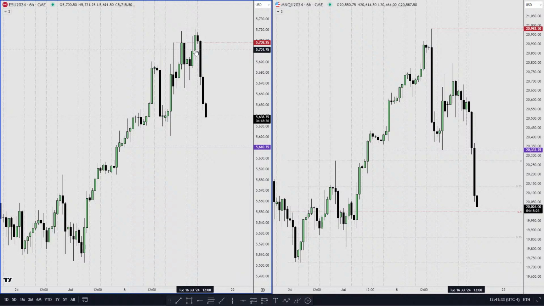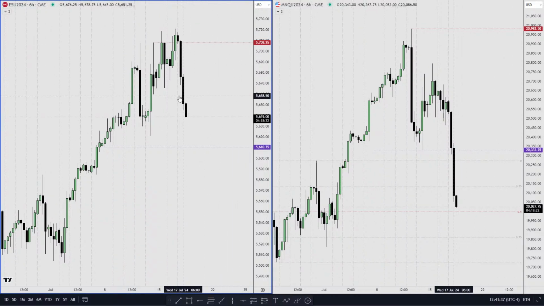Initially I was looking for SMT on the lows, and then we continue higher in Q4, but we have SMT on the highs instead. So to me this looks like a reversal. We have Q3 taking out Q2's high SMT, and to me this looks like a reversal.